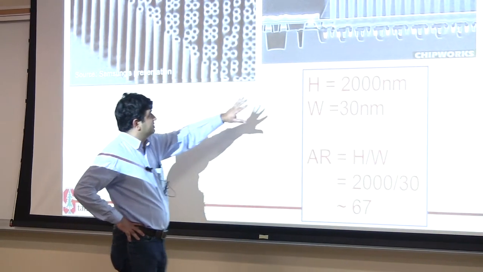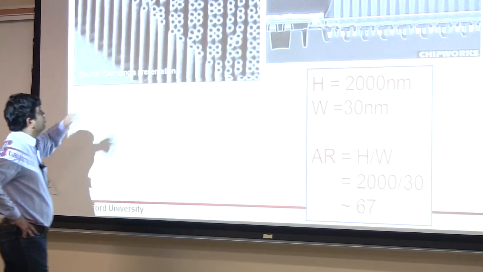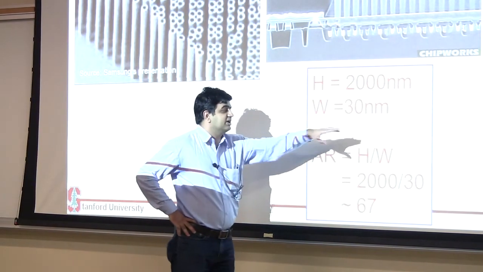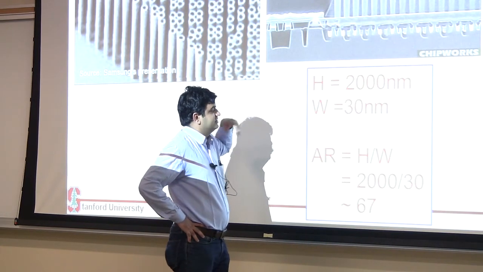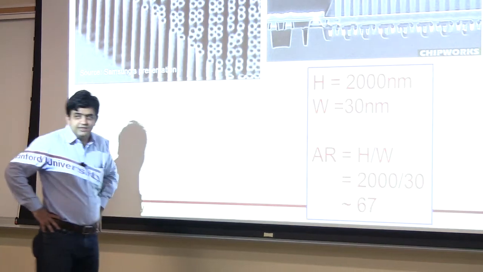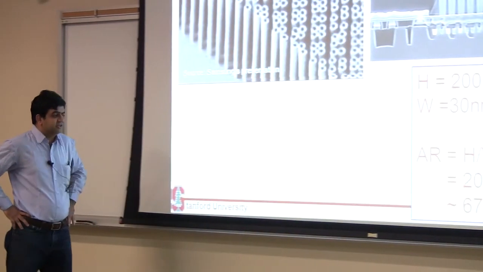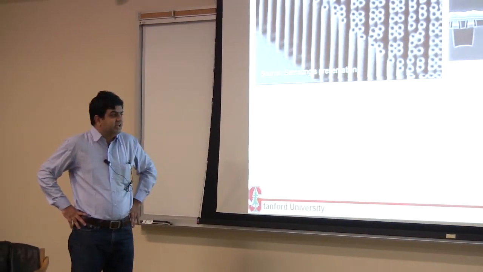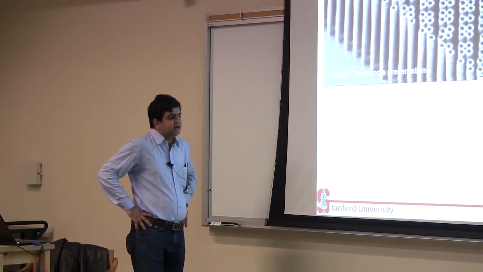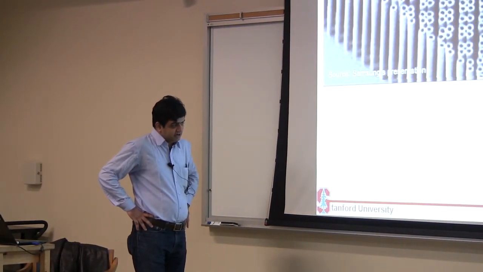So Moore's law wants you to pack more and more of these in a short area. The current technology is around 30 nanometer, the diameter of these stack capacitors. So aspect ratio would be 2000 by 30. That is the aspect ratio of 67. So this aspect ratio is 6 times higher than the Burj Khalifa Tower.